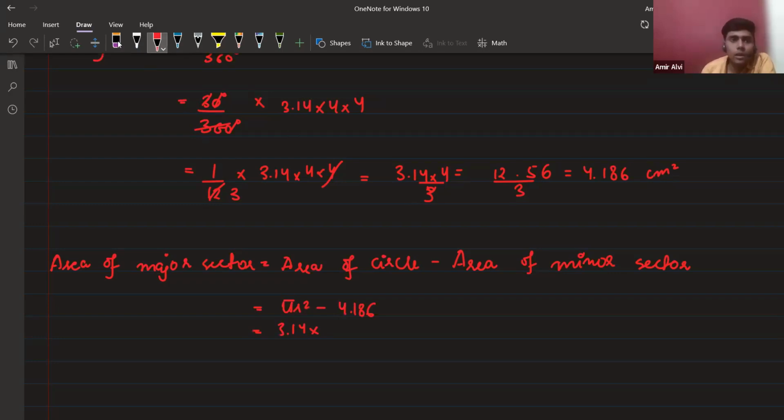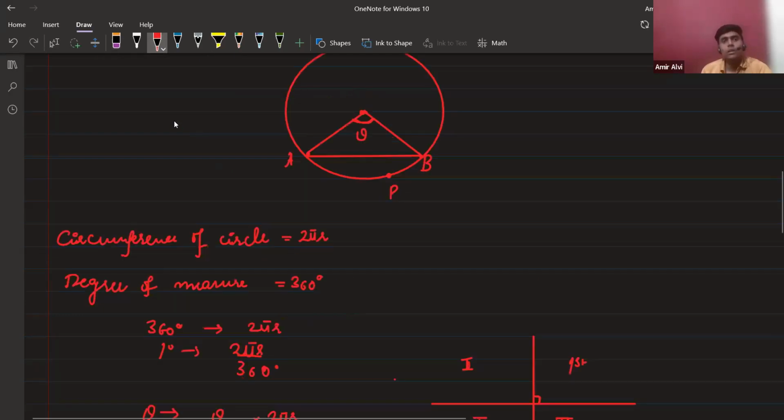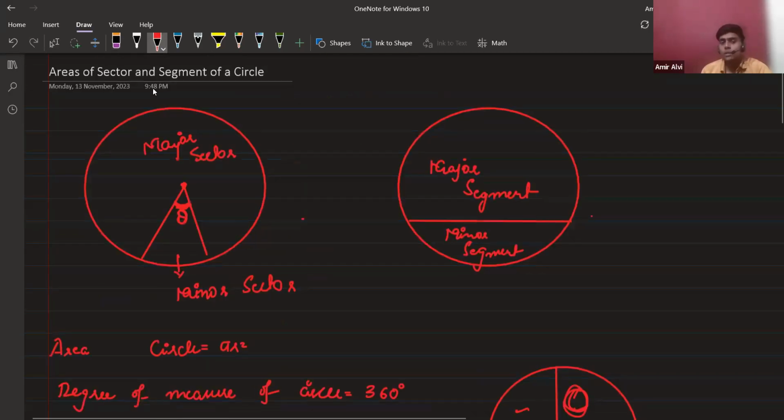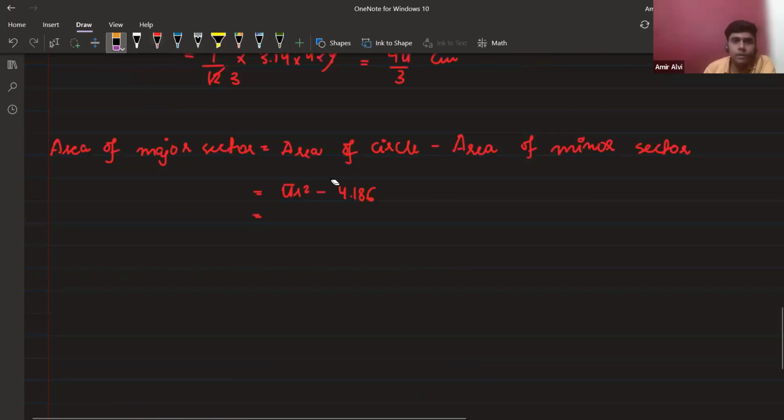Just a second. Let me do one thing here. It would be much easier. What was the first topic for this chapter? Yes, Abdullah. Sir, what did you write as the first topic for this chapter? Area of sector and segment of a circle. Okay, thank you. So rather than writing the full area here, I'm writing 4 pi by 3.